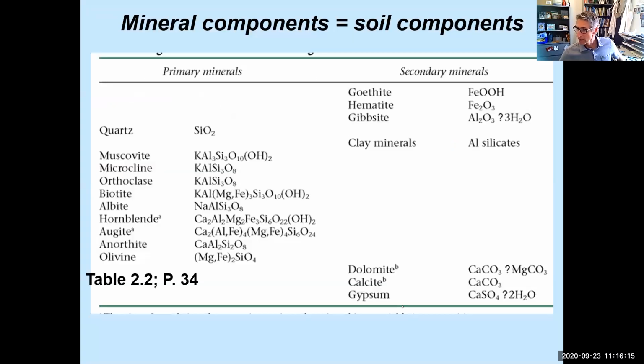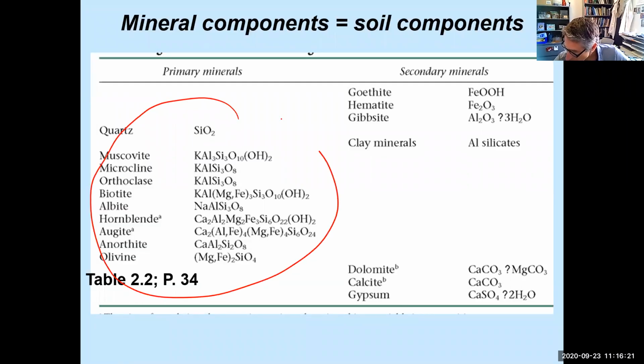And so if we talk about some common primary minerals, here are some very common ones that we find in soils that we would come in contact with. And these are all aluminosilicates.